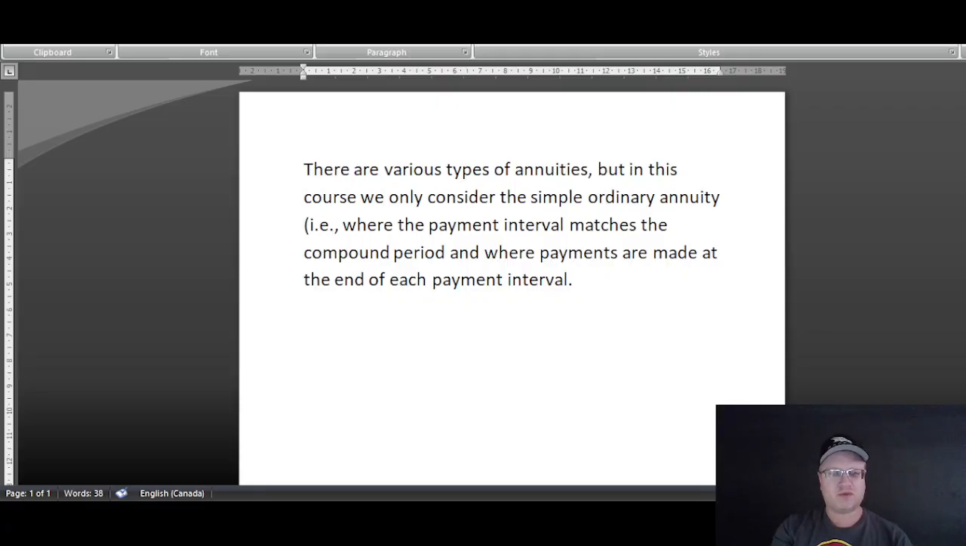There are different types of annuities, but I want to draw your attention to what it said in the course about this and how far we're going to go in terms of the material that we're covering. There are various types of annuities, but in this course, we'll only consider the simple ordinary annuity. That is one where the payment intervals match the compound period and where payments are made at the end of each payment interval. So you'll find certain calculators online, even the one we're looking at, where you can choose when the payment is made. You can have times where the payment interval and the compounding interval don't match. We do not have to worry about that for this course. We're just going to be looking at simple ordinary annuities.